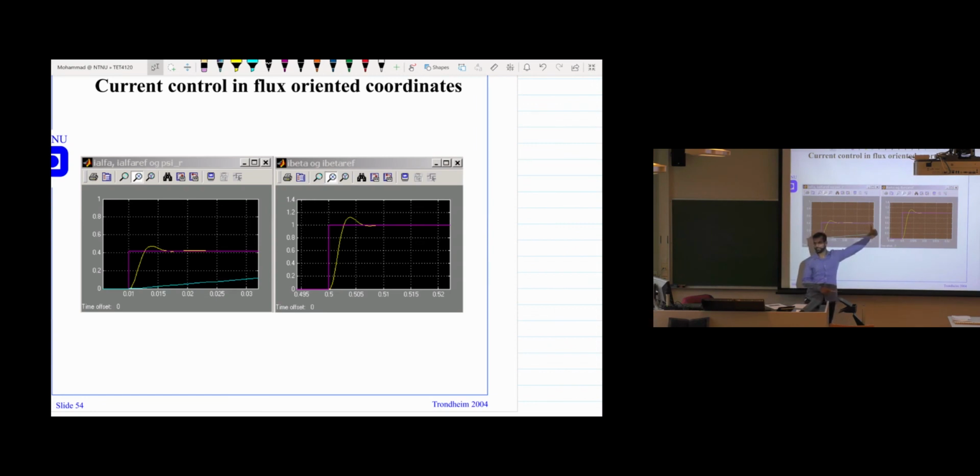Yeah, because of the delay, that's what we have seen. So therefore, it's taking much longer to follow the current. And also, if you look at the beta axis component of the current, it's quite fast with a small overshoot. I think 10% is okay there for the beta axis component. So the controller works when we apply the method.